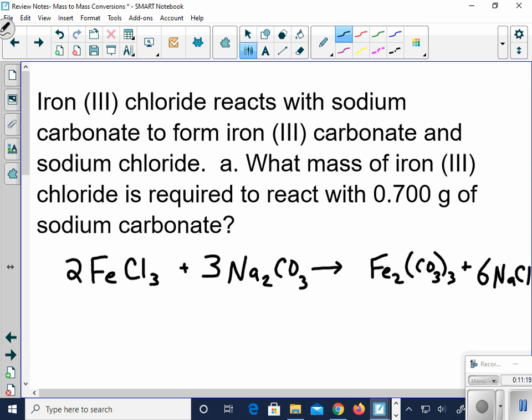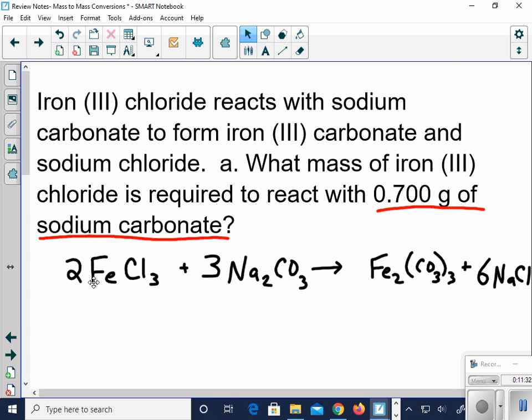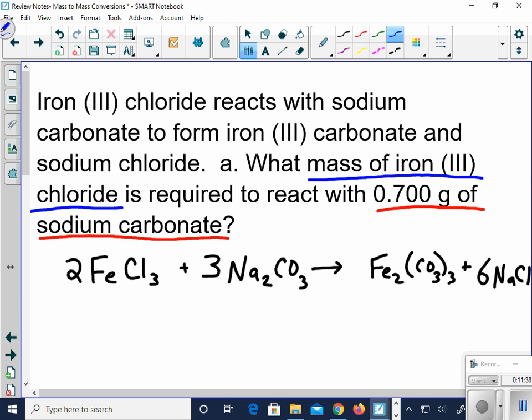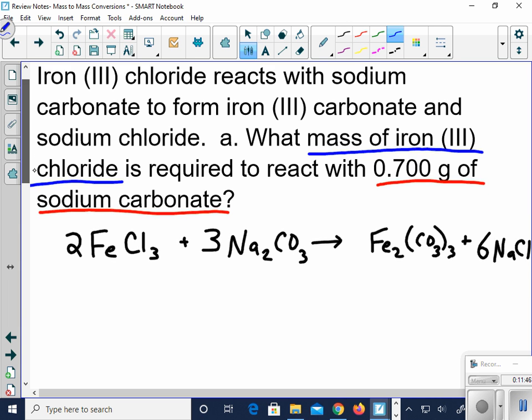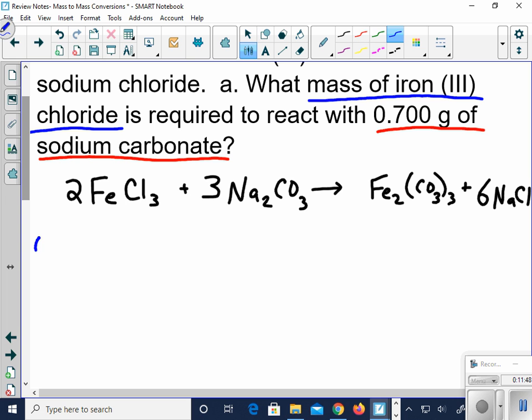Okay? What is known? Well, I know that I have 0.700 grams of sodium carbonate. What am I trying to find? I'm trying to find a mass of iron 3 chloride. So those are both dealing with my reactants. So I look and I say, okay, I have 0.700 grams of Na2CO3.